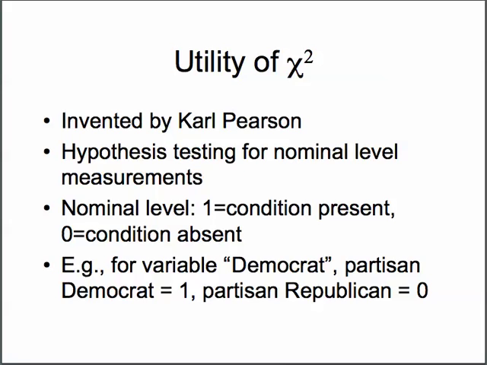The chi-square statistic was invented by the British statistician Karl Pearson, who also developed the standard deviation. Pearson developed the chi-square especially for nominal level data. Recall what nominal level variables look like. They take on two values, ones and zeros, depending upon whether or not the condition is present. For instance, a registered Democrat scores a 1 for a variable called registered Democrat, while a citizen who is not a registered Democrat scores 0.